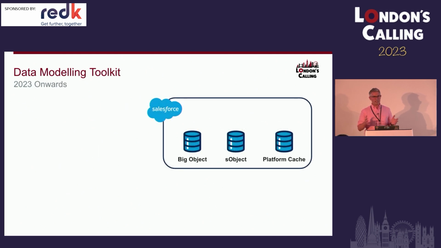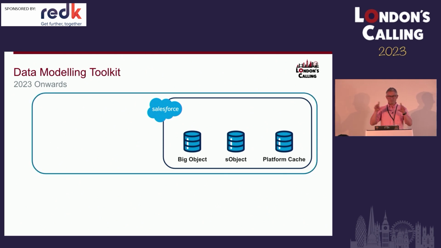So what do we have in 2023 onwards? What is now our option with Data Cloud? So I've listed the ones that we talked about before, the big object, the sObject, and the platform cache. And then in this blue box, this is where Data Cloud is going to appear. But most importantly, Data Cloud is within the same trust boundary as Salesforce.